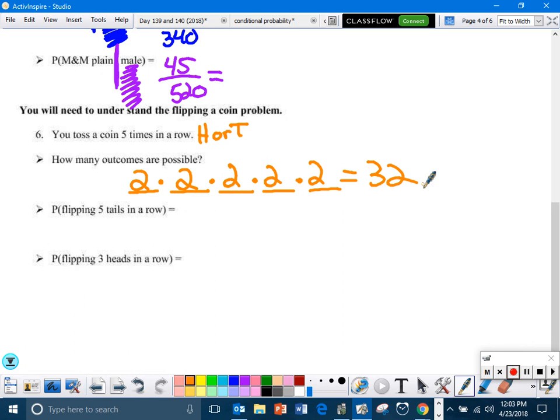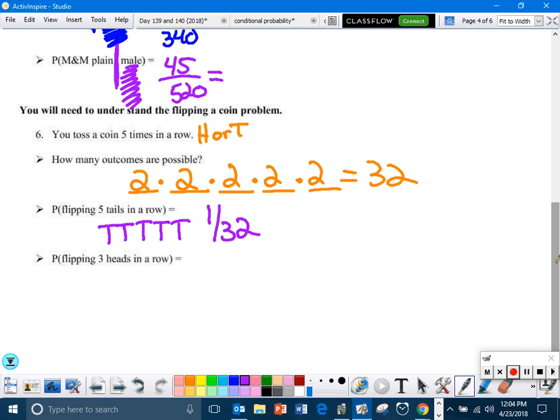Now, the next one says flipping 5 tails in a row. So that would be like tails, tails, tails, tails, tails. That's it. There are no other ways you can do that. That's only one way. 5 tails in a row. That's only one way. 1 out of 32.